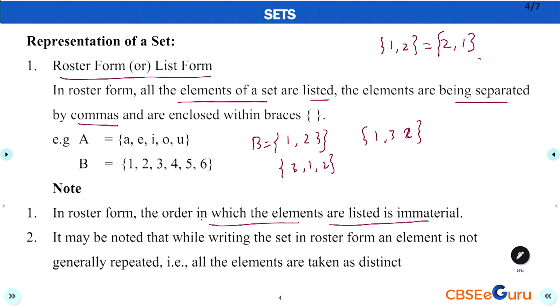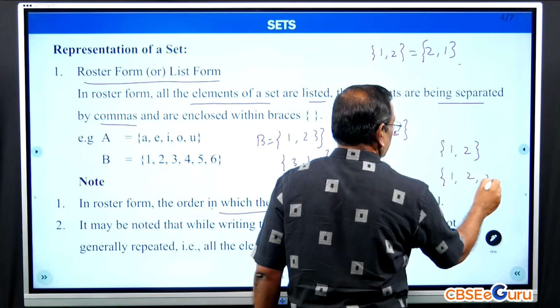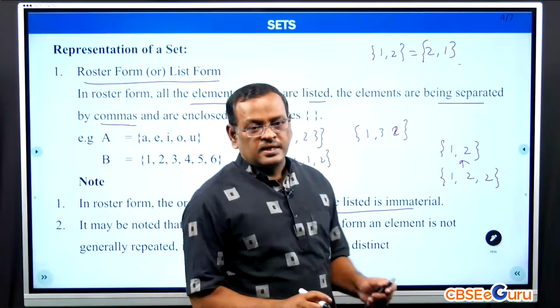Next, it may be noted that while writing a set in roster form, an element is not generally repeated. That is, all the elements are taken as distinct. For example, {1, 2} is the same as {1, 2, 2}. Both are equal only because repetition is not allowed. So {1, 2, 2} represents the same set only because repetition is generally not allowed.